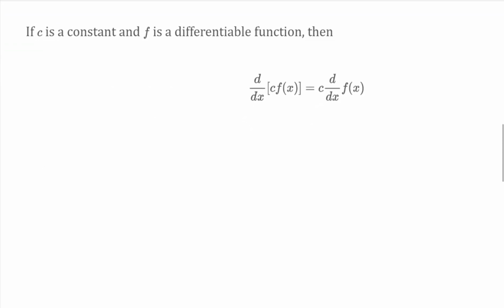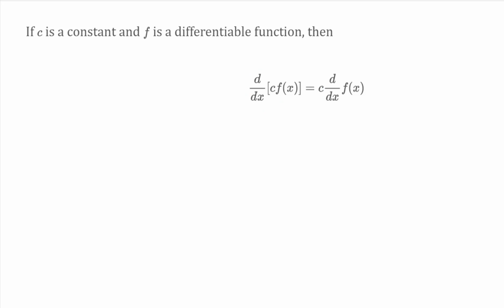If C is a constant and f is a differentiable function, when you take the derivative of a constant times a function, you just take that constant and pull it to the outside, just like you do with factoring. Just take the C and multiply it by whatever you get from the derivative of the function. Here's an example.